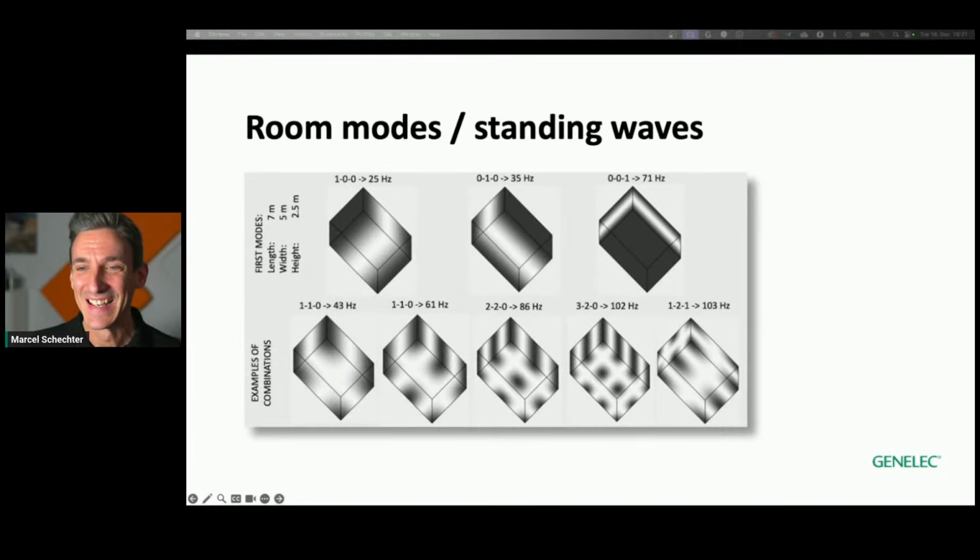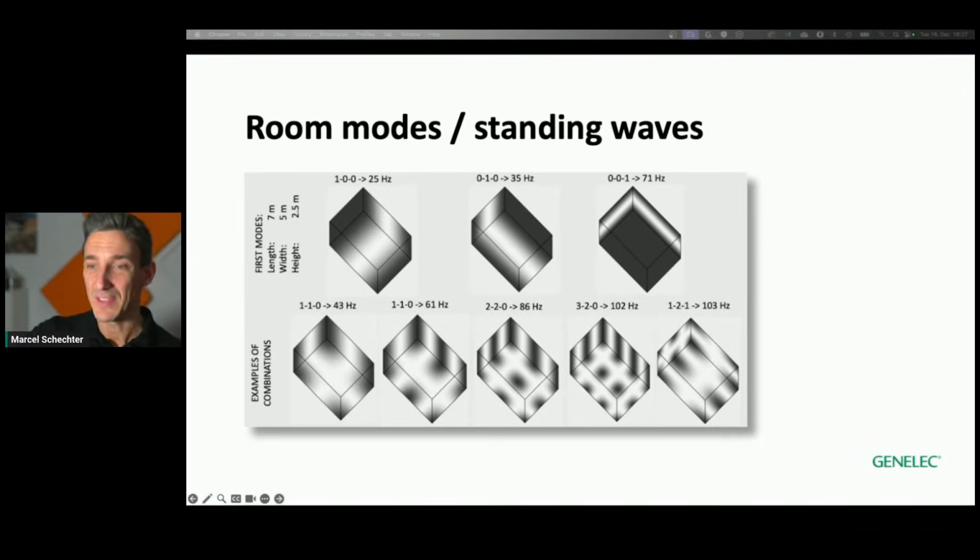And you can visualize where the maximums and the minimums are. And this is very interesting because you can see it starts relatively easy, so that you have a maximum, for example, at one wall and the other one at the other wall.